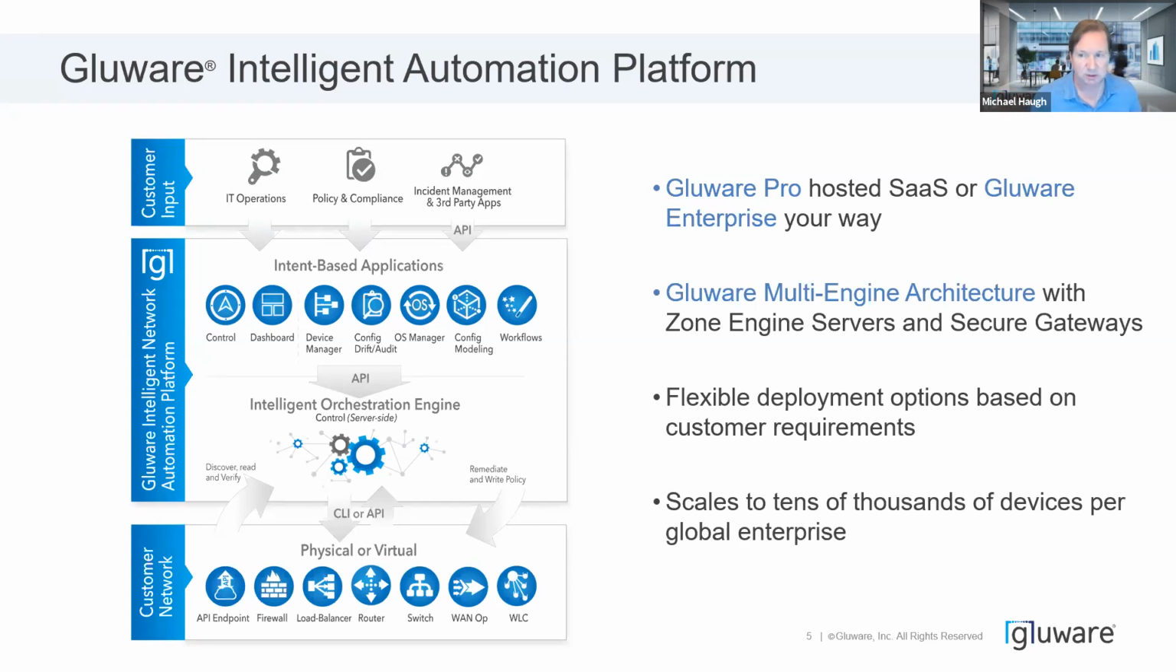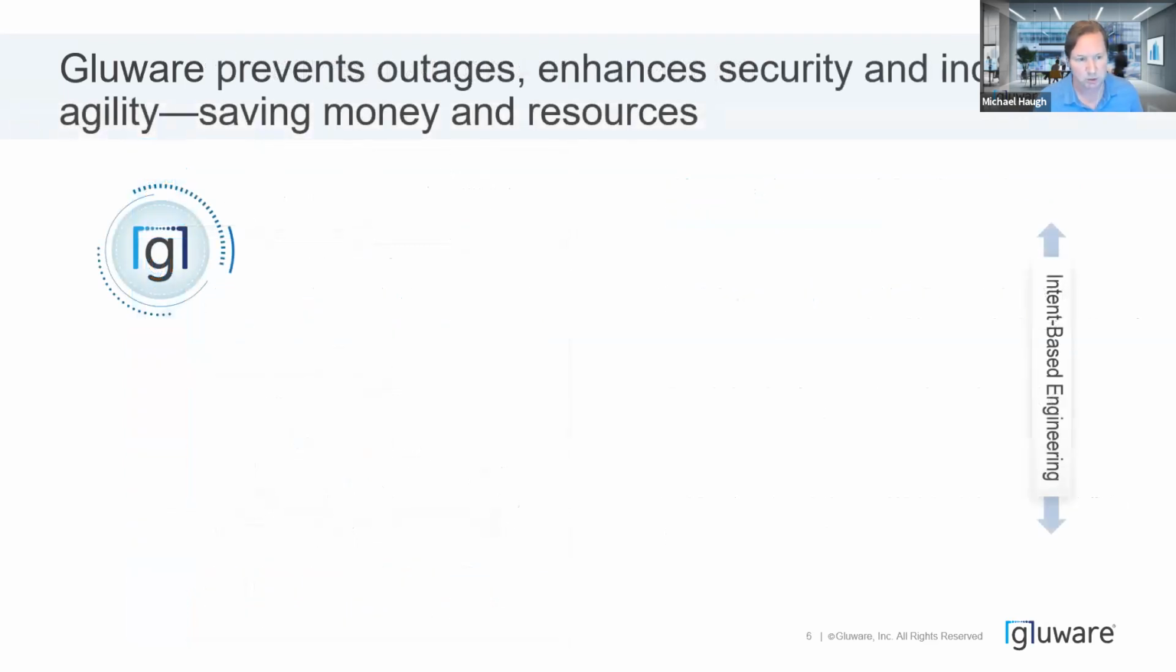Both are highly scalable systems, although Gluware Pro today, we cap it at 2,000 devices. We'll talk a little bit more about that. And Gluware Enterprise, we're going to tens of thousands of devices, and we don't have a scale limitation on our architecture today. And if you have any questions about scale, we have numerous very large customers with 20 and going to 50,000 and beyond network devices in a single system. So that's powered by our multi-engine architecture, enables us to implement changes and do things like reads and troubleshooting in parallel. And it's very flexible. So let's get into it a bit more and see how you use Gluware.